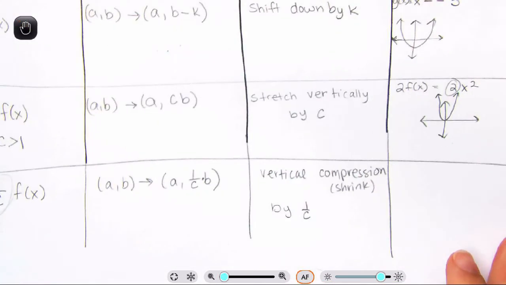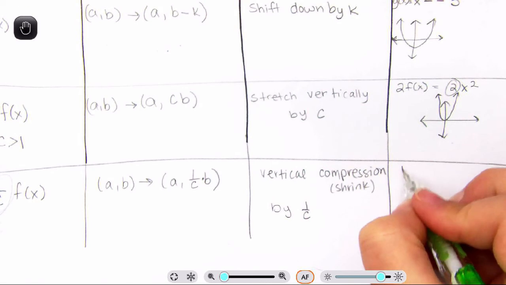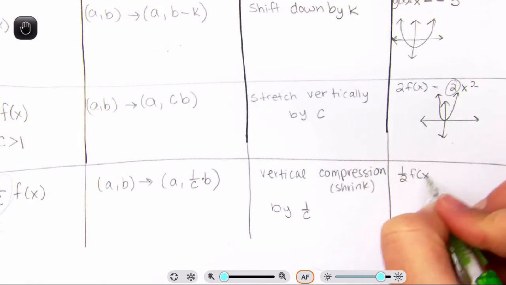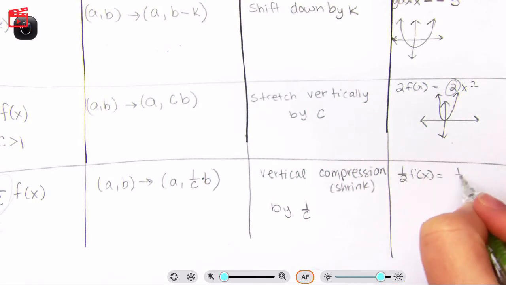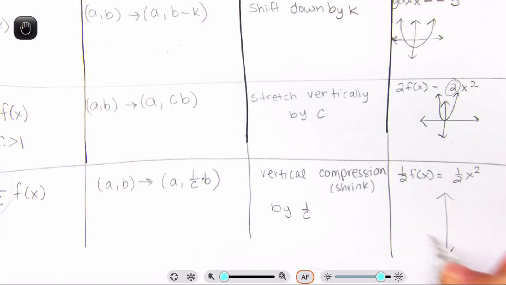So when you have a vertical compression, it shrinks down, right? So if we have 1/2 times our parent function, that means 1/2 times x squared. So how would that look? It means that all of this is now being shrunk, so it looks more like a bowl. It's not as tall.